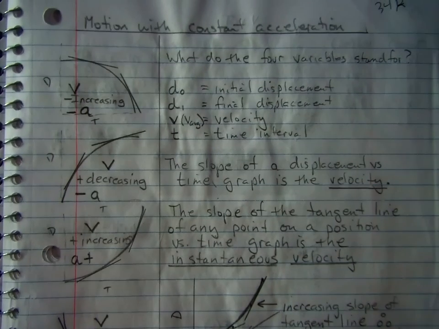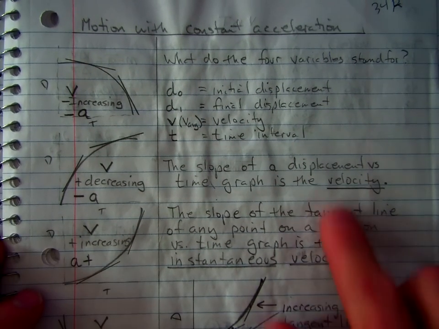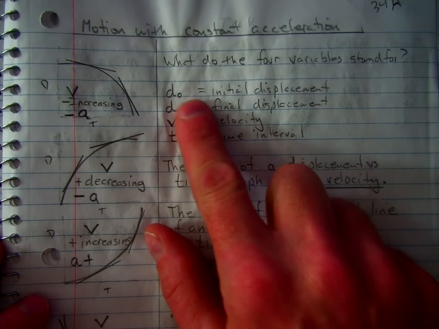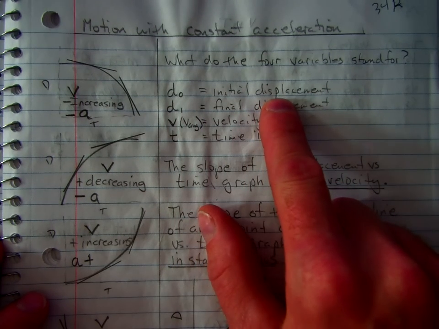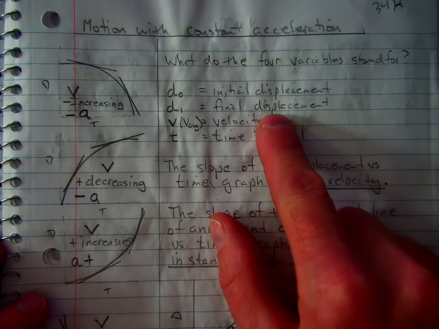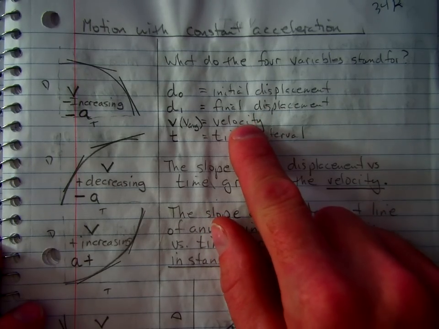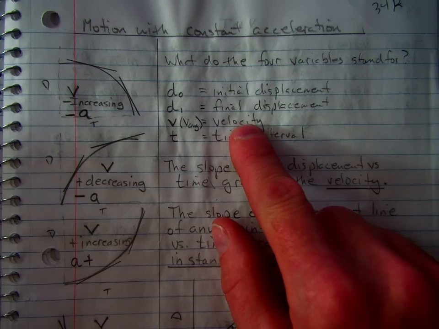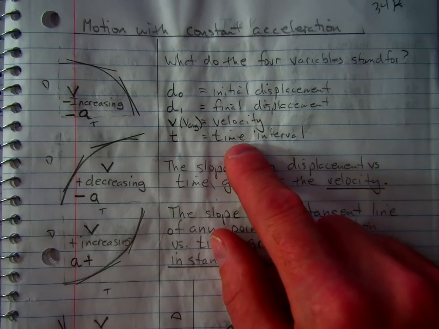This page is some general information, and also some information about shapes of graphs. I've identified the variables used in the equations. This d0, initial displacement, is the initial displacement from the origin, so it is a position. d1 is the final displacement, which is also a position. V is the velocity. If it has a subscript, then it's a velocity at a particular time or moment in time. And then t is the time interval, but we just drop the delta.